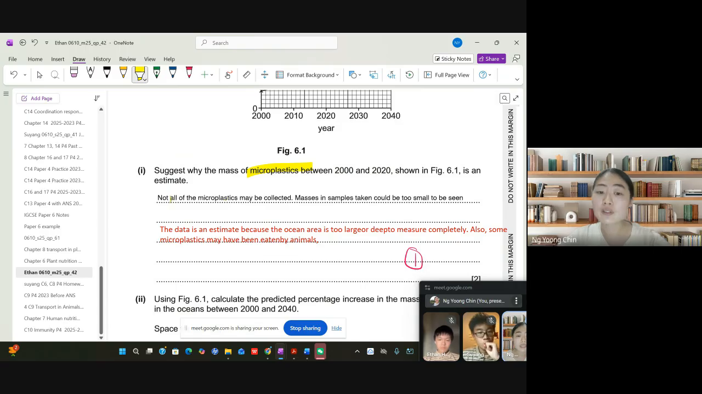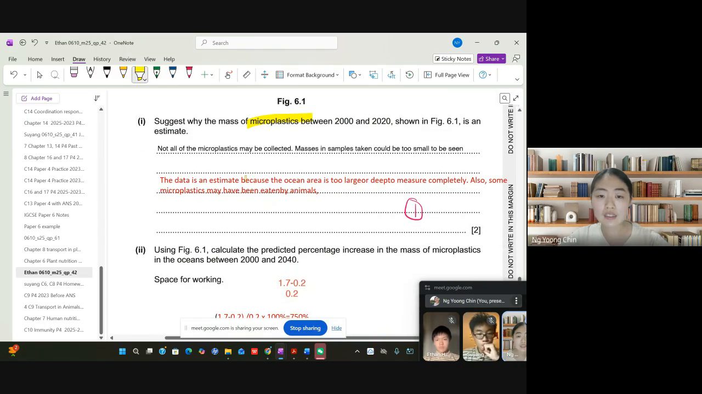And then you say that not all microplastic can be collected, and the mass in a sample taken could be too small to be seen. This is not really a fact. Because they're asking about the reason why the microplastic mass is an estimate, you should say it in a more professional way. For example, the ocean area is too large, so it's very hard to find the microplastic. And some of the microplastic is also eaten by animals, which is a more logical answer.